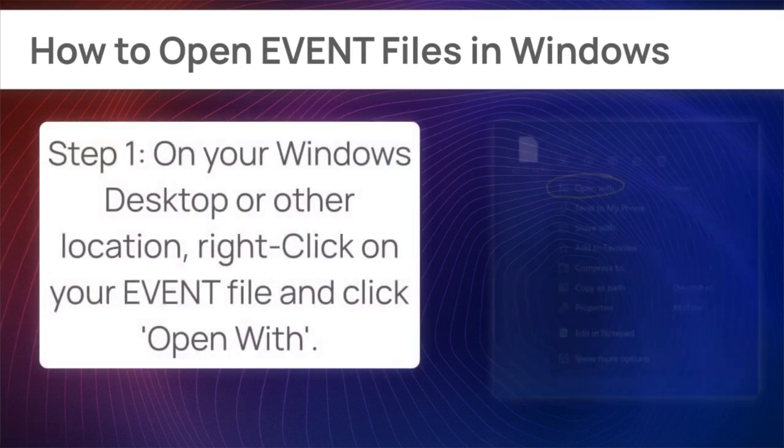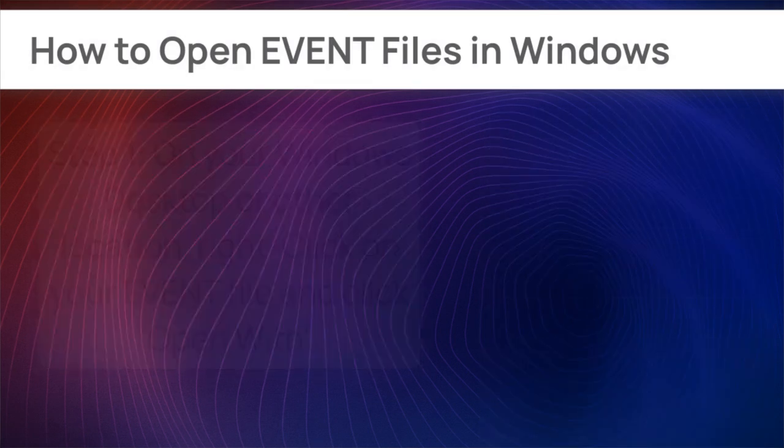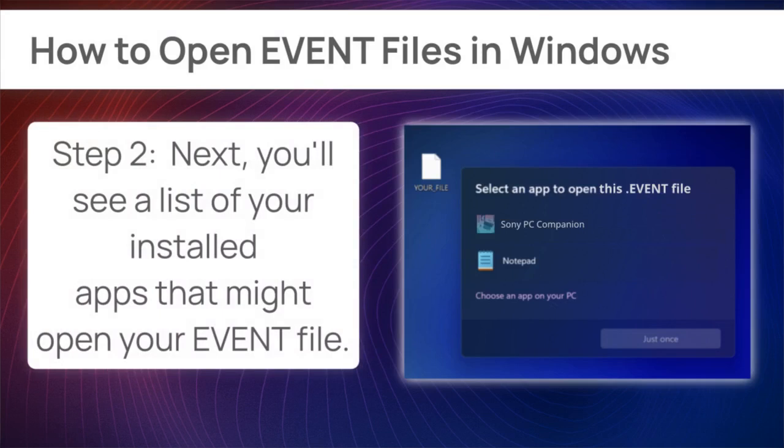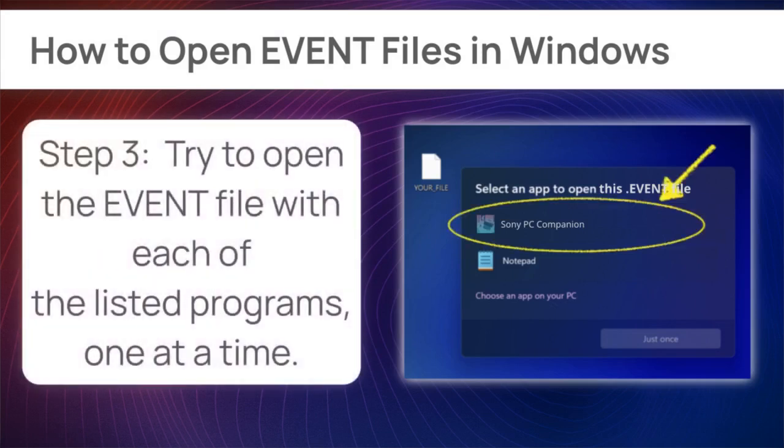We're performing an initial application check. Right-click your event file and choose Open With. Test Sony PC Companion first. If it's not there, select another program. This simple process often yields a quick fix.